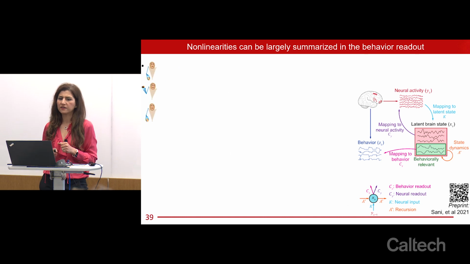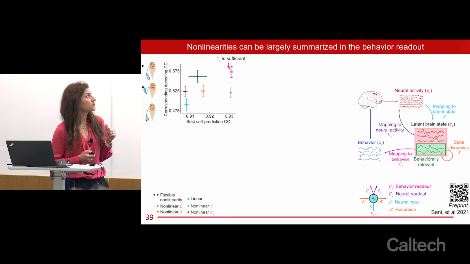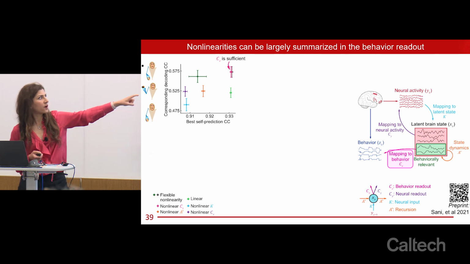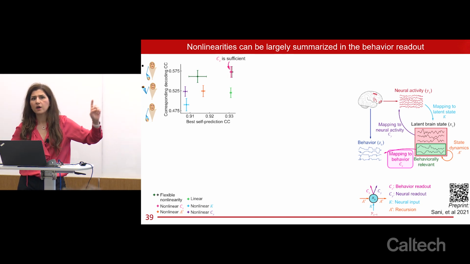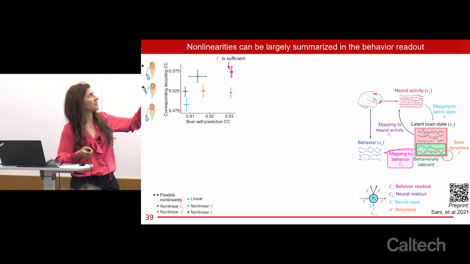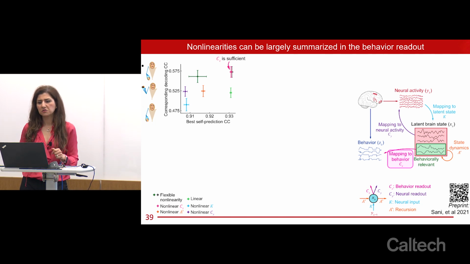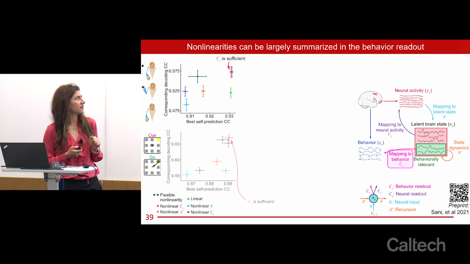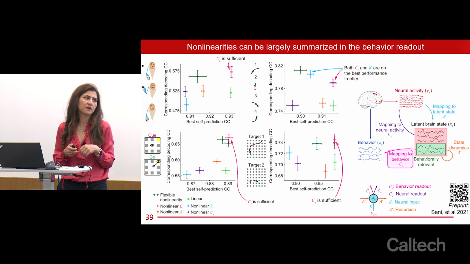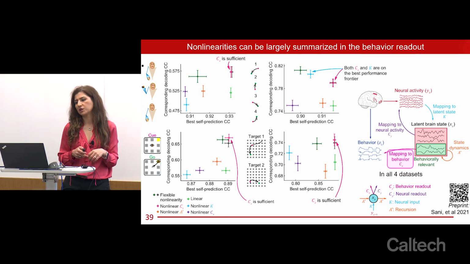And we did the hypothesis testing, first on this reach and grasp data set. So what we found interestingly was that summarizing the nonlinearities just in the readout from the latent dynamics to behavior was largely sufficient to describe the neural behavioral data well, meaning it was as good as a fully nonlinear model and better than every individual nonlinearity. So this is interesting. What about the other data set? So we looked at all of these movement-related data sets, and in all of them, the same result held, meaning summarizing the nonlinearity there was largely sufficient.